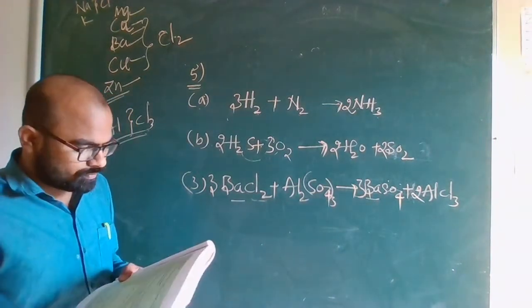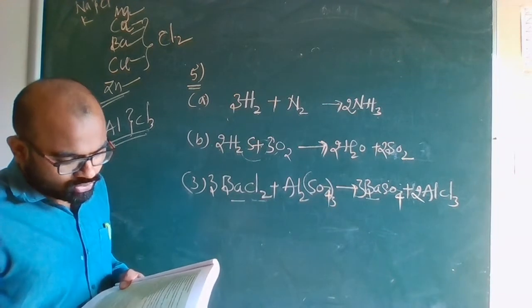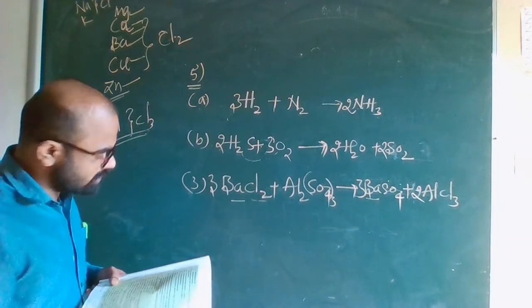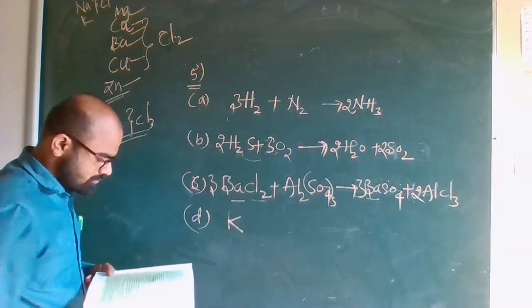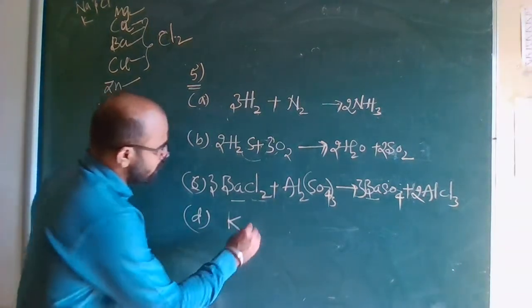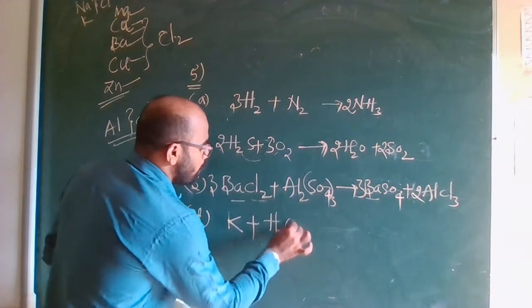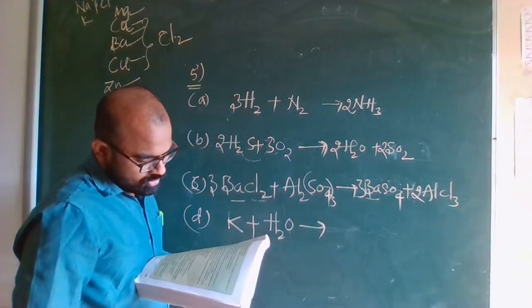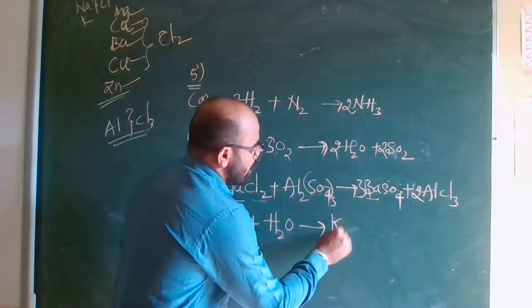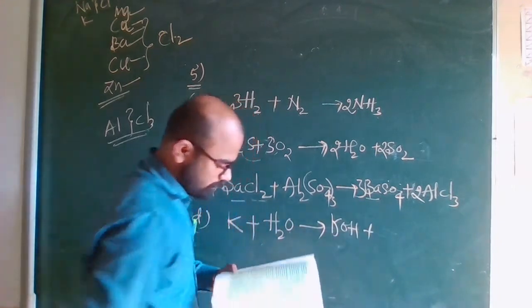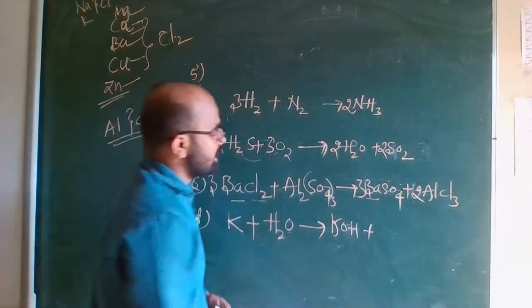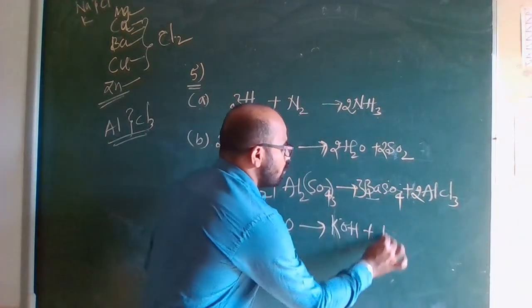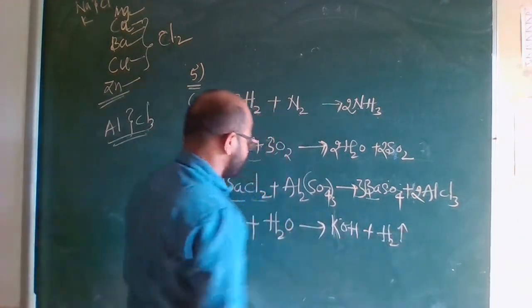Last, fourth one. Potassium metal reacts with water to give potassium hydroxide and hydrogen gas. Potassium metal is K. Reacts with water, H2O. It gives potassium hydroxide, KOH, plus hydrogen gas. It gives KOH along with hydrogen gas.